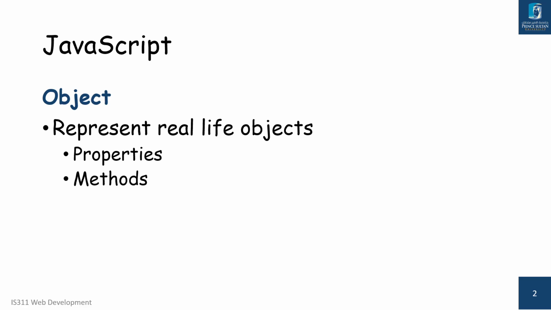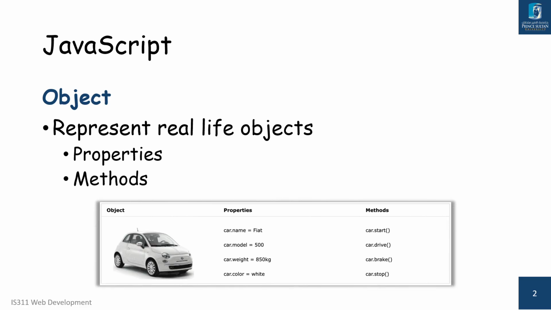Today we will be talking about objects. If you are coming from a Java background or another background, you know the concept of a class. The concept of a class also exists in JavaScript. Objects represent real life objects. An object has properties and methods. Properties are the information about that object, and methods are the behaviors or functions of that object.